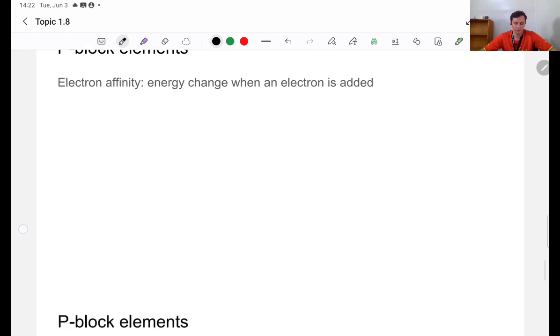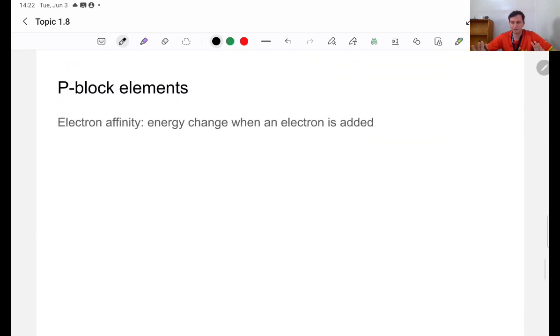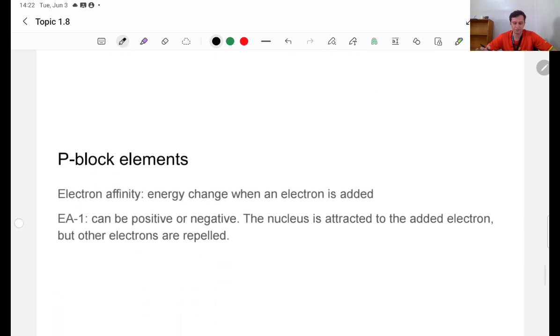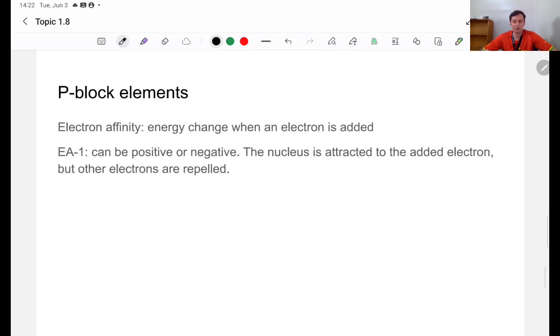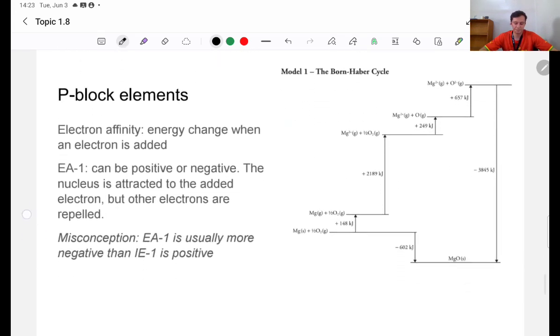Okay. We also have, I'll just cover this, a new topic. This doesn't do justice to a separate video, because there's also electron affinity, which is the energy change when an electron is added, something we've also talked about. Electron affinity 1 can be positive or negative. The nucleus is attracted to the added electron, but other electrons are repelled. Because there's repulsion between the electrons when a new electron is added, but the electron is attracted to the nucleus, depending on the case, this can be either a positive or negative value.